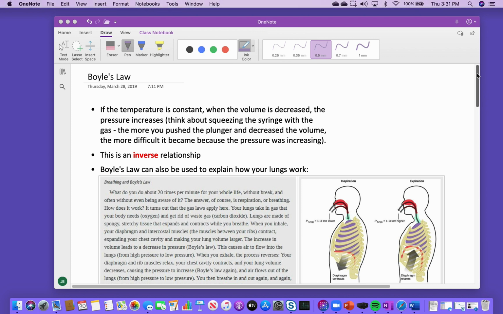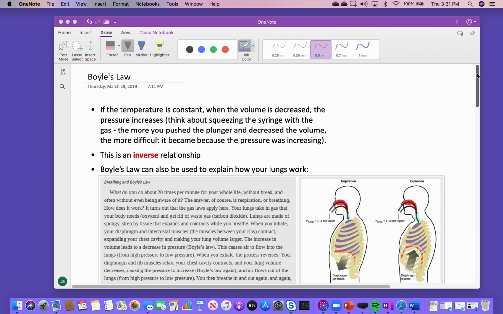Now, in order for these gas laws to make sense, you have to have a good understanding and background knowledge on kinetic molecular theory because we're going to continue looking at our three variables that we talked about with kinetic molecular theory: volume, pressure, number of particles, and temperature.